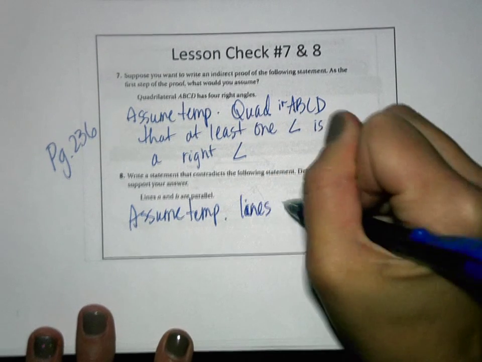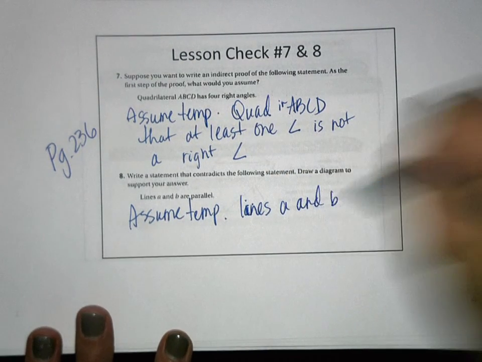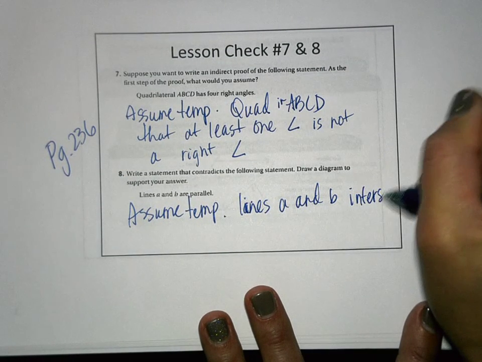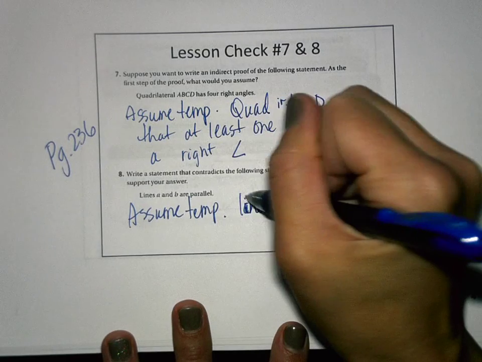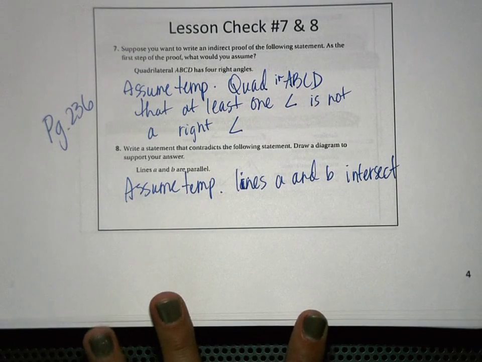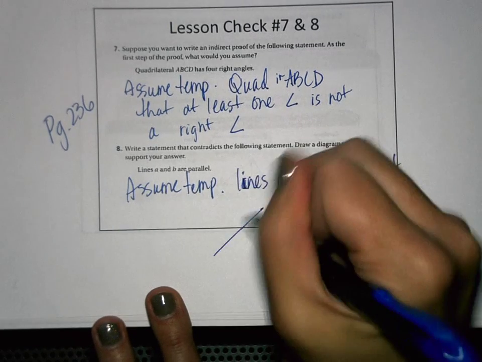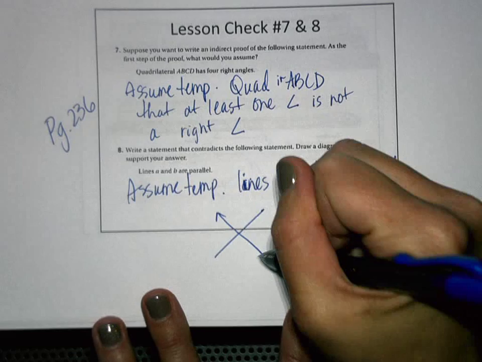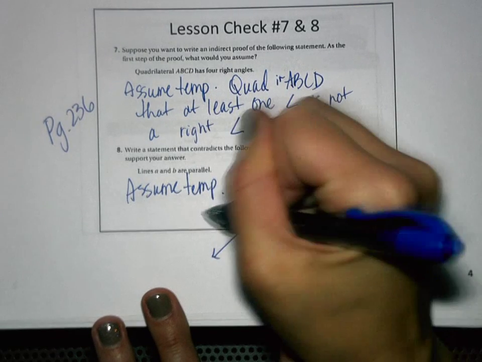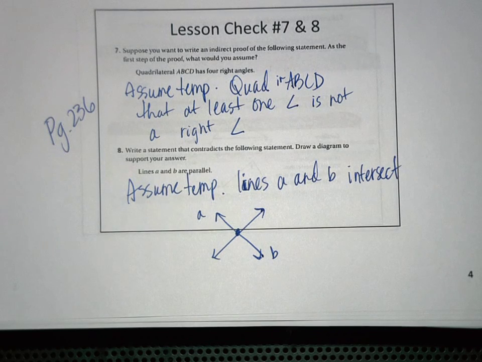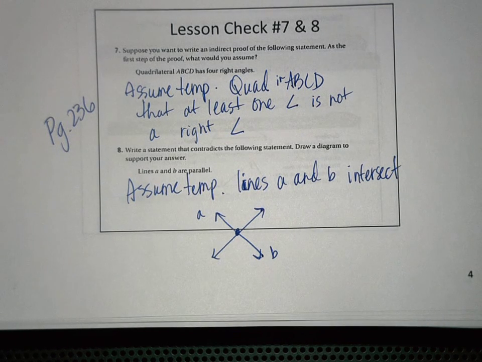Lines A and B. And I liked what someone said. It was intersect. Because really the opposite of parallel is that they intersect. And what would be an example to show that that's incorrect? I mean, to show that 2 lines could intersect. Yeah, you could do perpendicular, and you would just draw 2 lines. You'd label one A, one B, and here's the point that they intersect. Any questions?